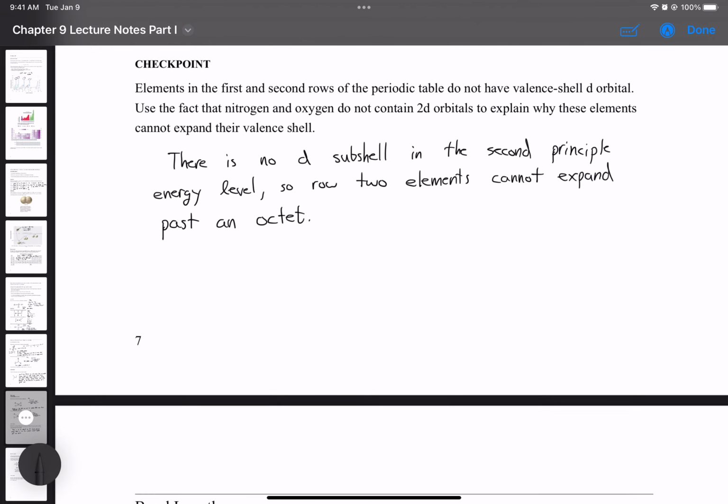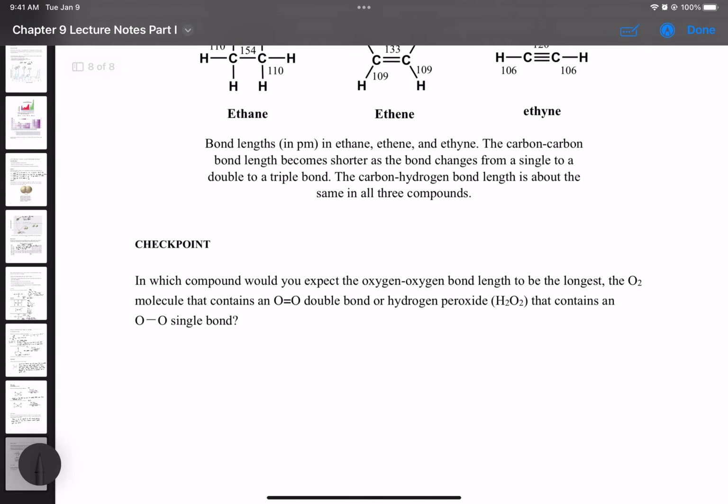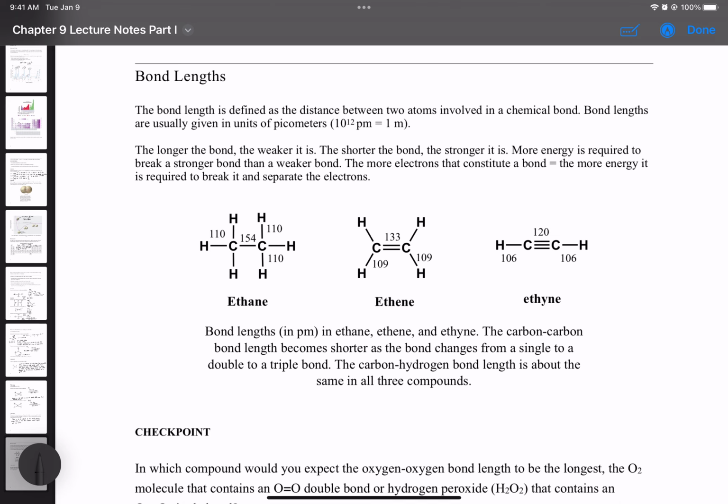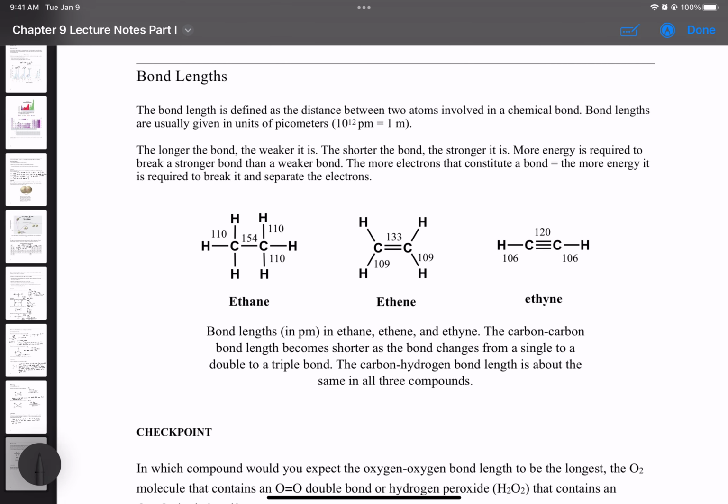All right, so let's move on to the last slide here. So let's talk about bond lengths. So bond length we define as the distance between 2 atoms involved in a chemical bond, and it's usually measured between the centers of the atoms. So usually we express bond lengths in units of picometers. So 1 meter is 10 to the 12 picometers, or 1 trillion picometers. So we didn't go over this before, but the longer the bond, the weaker it is.